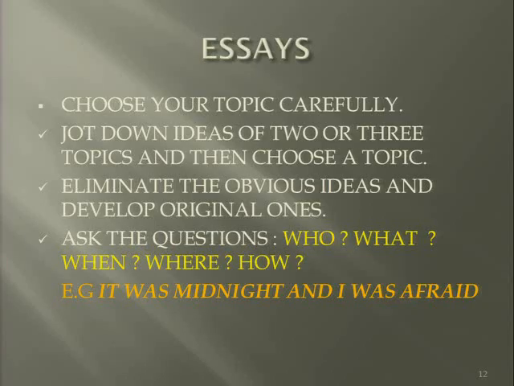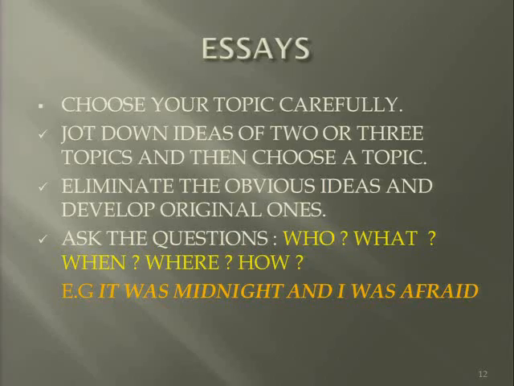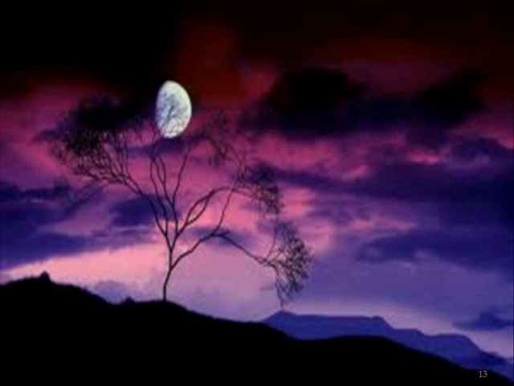It was midnight and I was afraid. That would be an example. Now let's look at this picture and tell me how you would apply the WH questions. There is a picture. Remember, the 5 questions you have to ask are who, what, when, where, and how. And if I've given you the topic, it was midnight and I was afraid, and there is a picture, you have to be able to say who was afraid.